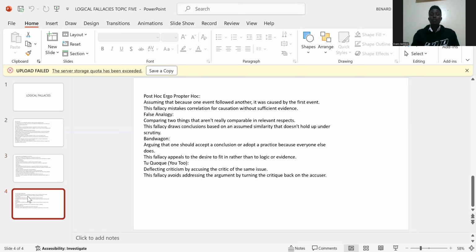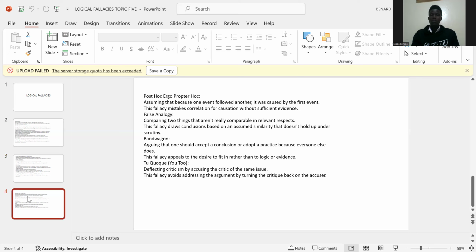The other one is post hoc, or post hoc ergo propter hoc: assuming that because one event followed another, it was caused by the first event. This fallacy mistakes correlation for causation without sufficient evidence.